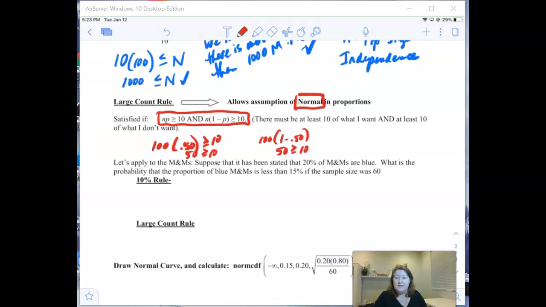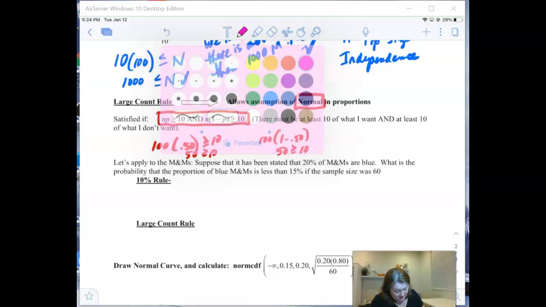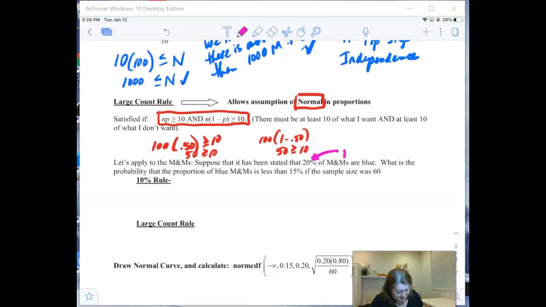Okay, so let's apply these. We just did basically, but now they're going to give us the numbers to actually use for this. So let's apply to the M&M. Suppose it's been stated that 20% of the M&Ms are blue. Okay, that's the population that we think we're working with. What is the probability that the proportion of blue M&Ms is less than 15% if the sample size is 60? All right, so this is my sample. They're like, how likely is it for me to get 15% blue or less?